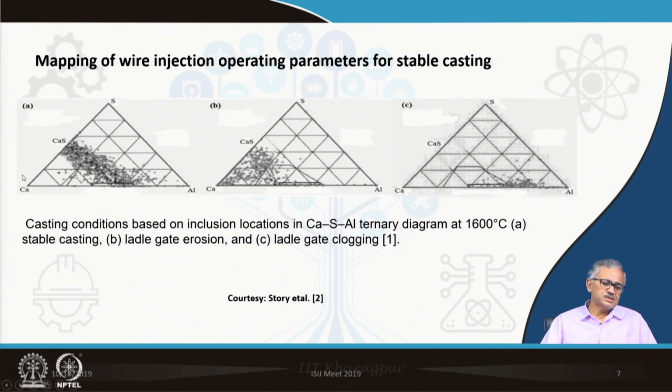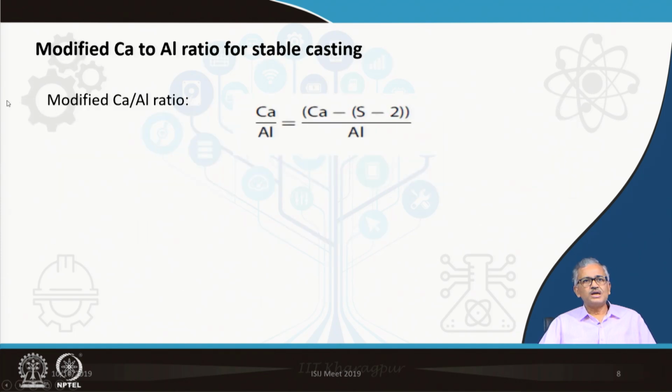So, you can study this in terms of a ternary diagram also. This is taken from Story et al. They have studied different plant data, and this is the mapping. Instead of doing that ternary, we have also done it by calcium to aluminum ratio. There is the modified CAL ratio. This is also in the literature; people have also done this.